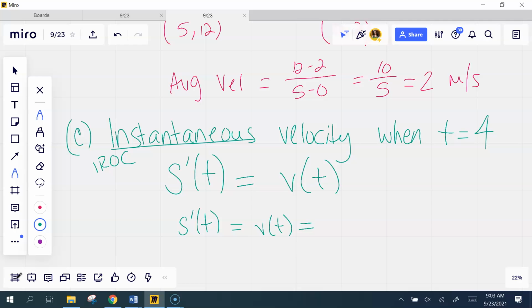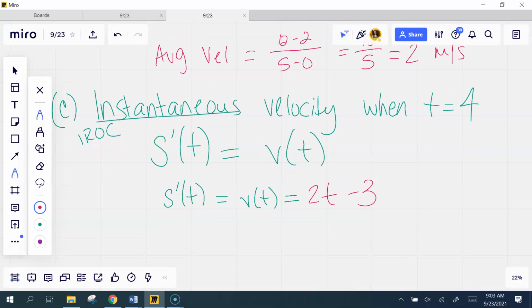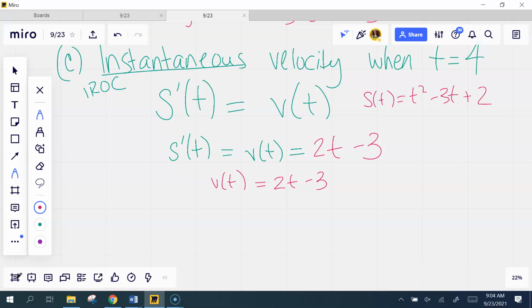Give us a second. Oh, I was supposed to be writing this in pink. So it's 2t minus 3. Are we all in agreement that velocity is the derivative of that first equation? It was t squared minus 3t. Okay, that makes sense. Then plug in 4 to that and you get 8 minus 3. I love power rules. It's my favorite thing ever. So what is the instantaneous rate of change at 4 seconds?